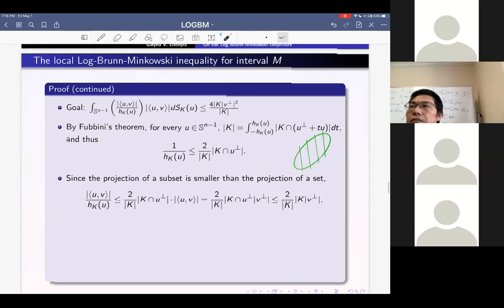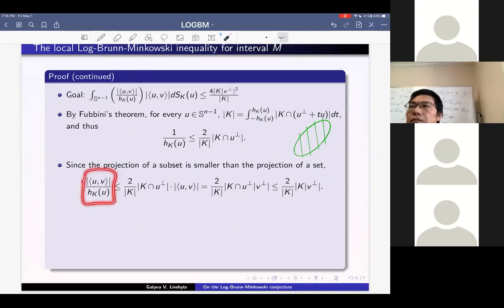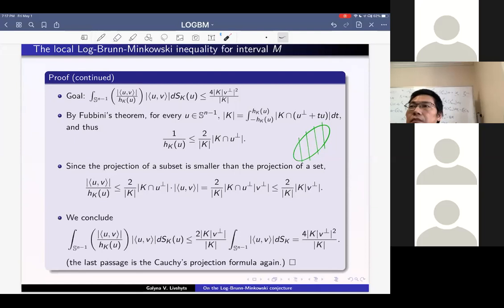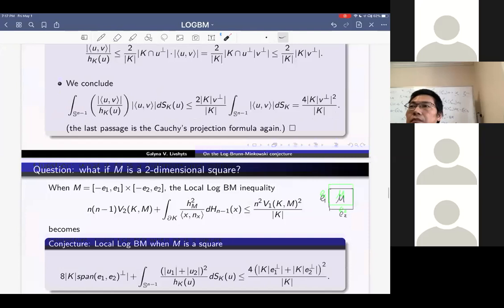And therefore, if this is the quantity that we want to estimate, we can estimate it from above as written here. And now the cool thing is that the n minus one dimensional area of a section times the scalar product is actually nothing but the projection of a section of K. And it's smaller than the projection of K itself, because the projection of a subset is smaller than the projection of the set. So we just pointwise apply this inequality inside here, and we conclude exactly what we wanted to prove, again in view of Cauchy's projection formula. So this is the end of the proof.